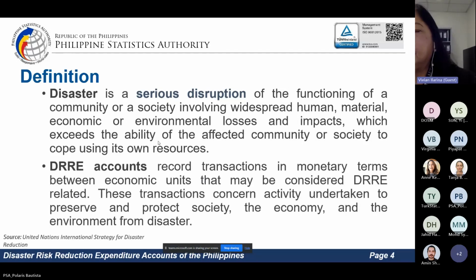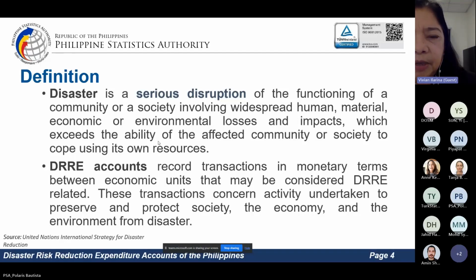Now, the DRRE accounts, as earlier mentioned by our previous speaker, are a part of the framework of the DRSF, and it records transactions in monetary terms between the economic units that are considered in the DRRE related statistics.